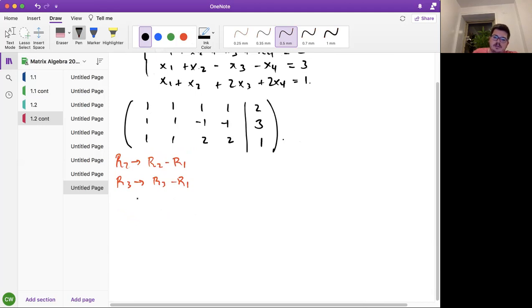So let's do that. The first row does not change. If we subtract, we get 0, 0, then -1 minus 1 is -2, -2, 3 minus 2 is 1. Then we have 0, 0, 2 minus 1 is 1, 2 minus 1 is 1, 1 minus 2 is -1.